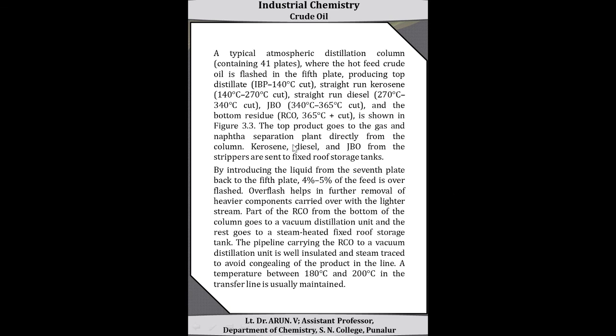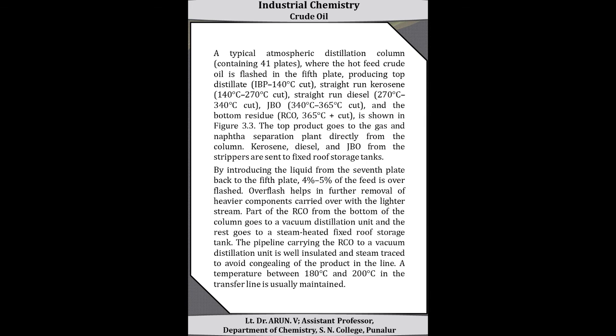And the top product goes to the gas and naphtha separation plant directly from the column. Kerosene, diesel and JBO from the separate strippers are sent to the fixed roof storage tankers. By introducing the liquid from the 7th plate back to the 5th plate, 4 to 5% of the feed is overflashed. The overflash helps in further removal of the heavier component carried over with the lighter stream.